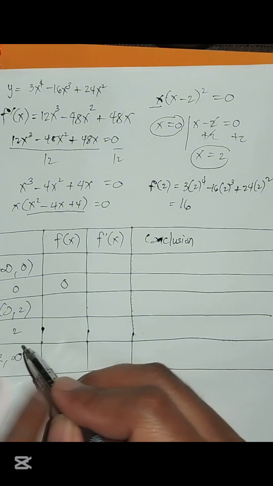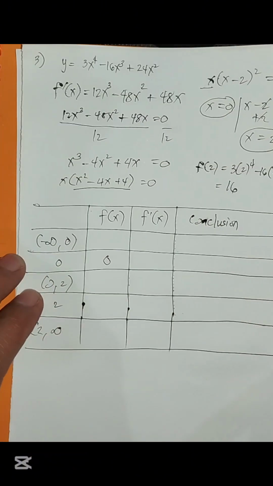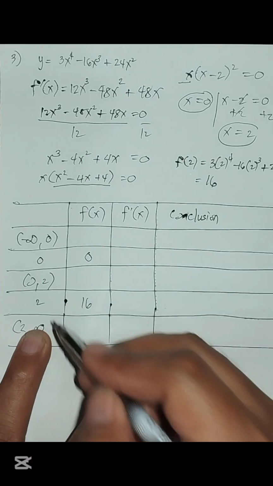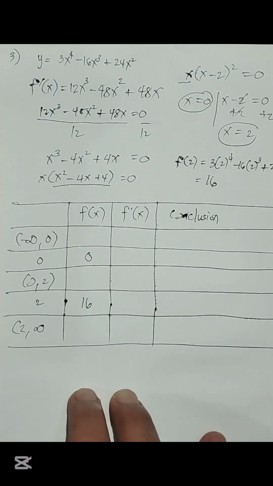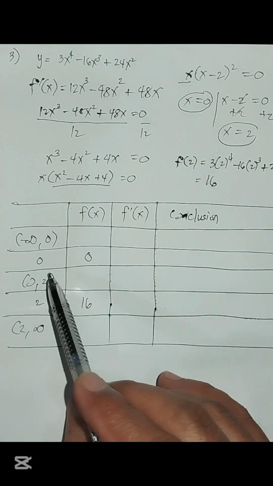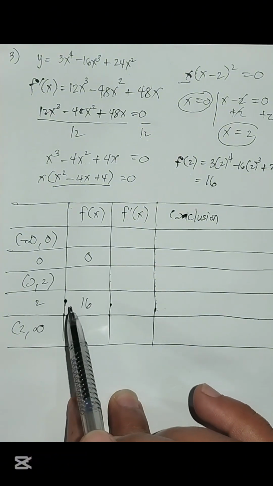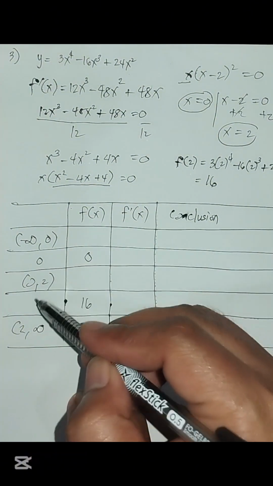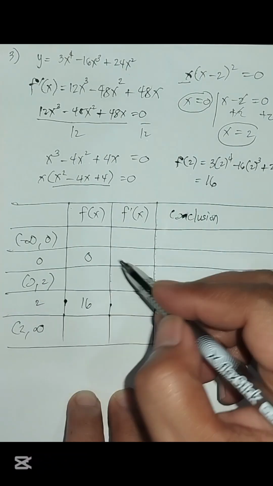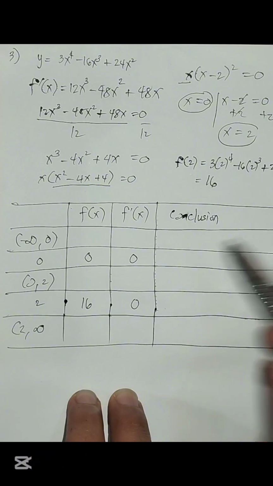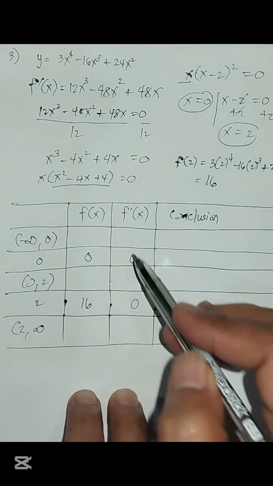So the critical points are 0, 0, the origin, and 2, 16. Of course, at the critical numbers, f prime is 0. So now let's solve for the sign.